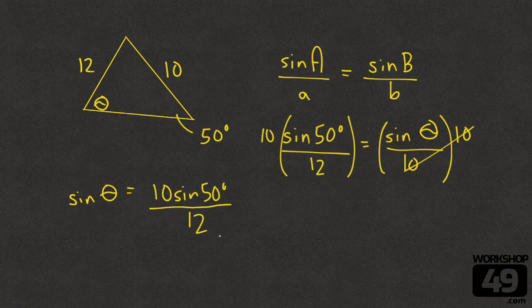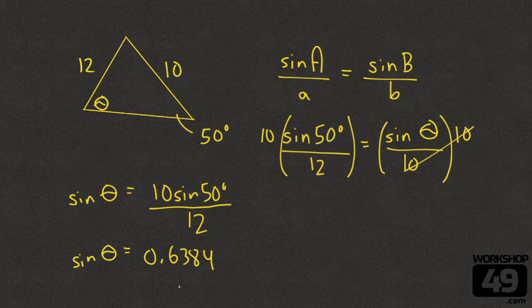You can plug that right into your calculator. Mind your brackets though. If you do the top, do 10 sine 50, usually on a graphing calculator, hit enter, then divide by 12. Otherwise, it might try and do it all at once. You want these multiplied up top first. This is going to equal the sine of theta is about 0.6384. Now, that's not your final answer.